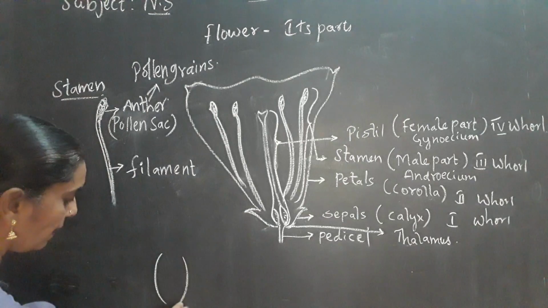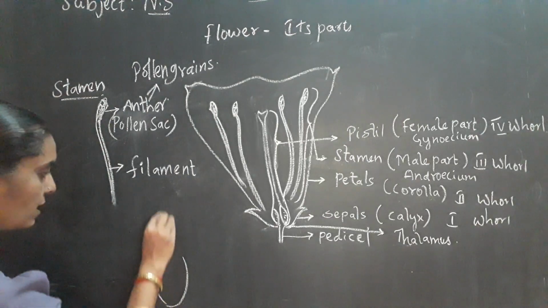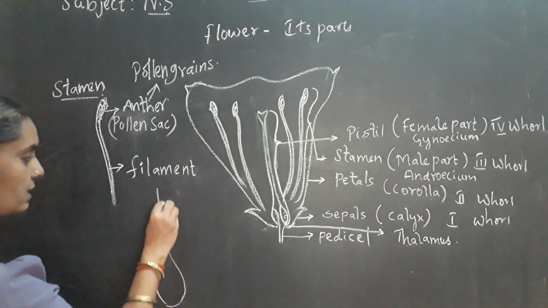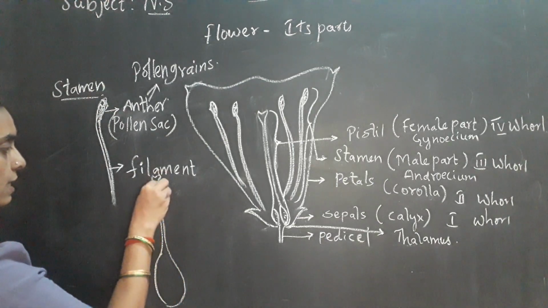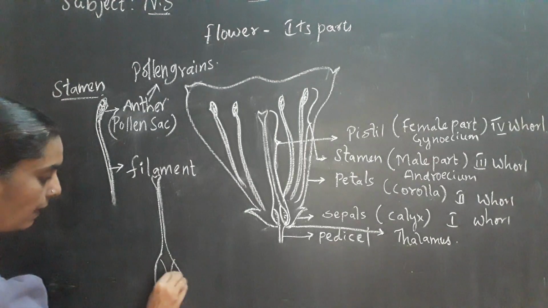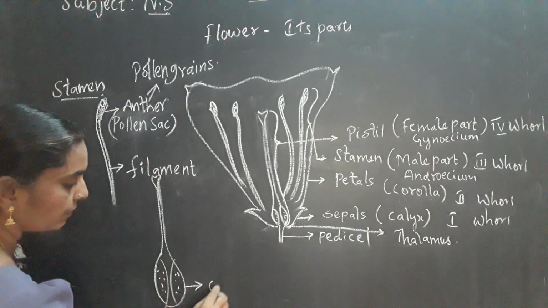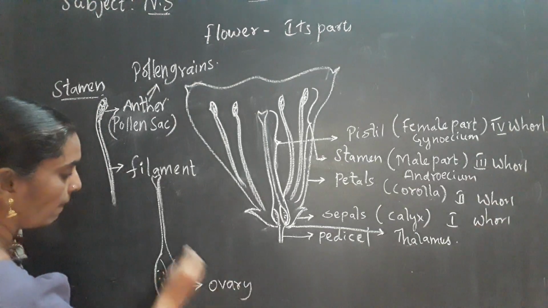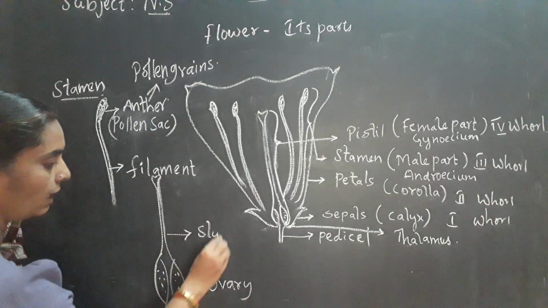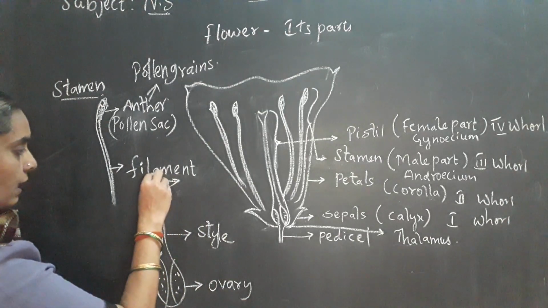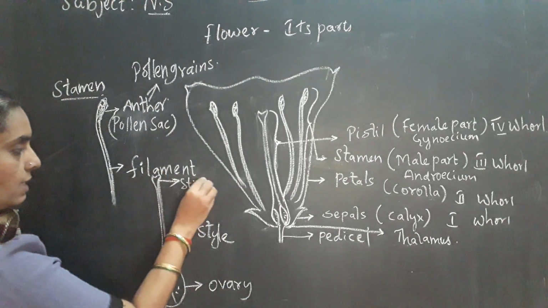So in the female part you can see, this is the female part of the flower, where it consists of ovary, style and stigma. What does it contain, children? So this is the ovary, this is style, and the third part is called as stigma.